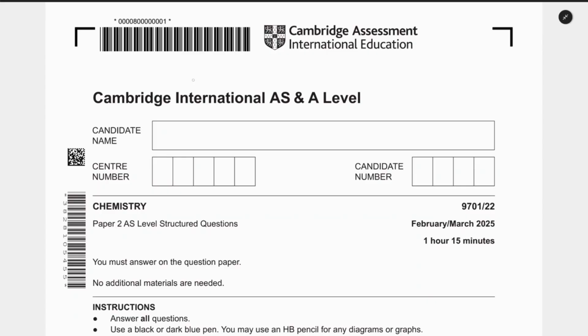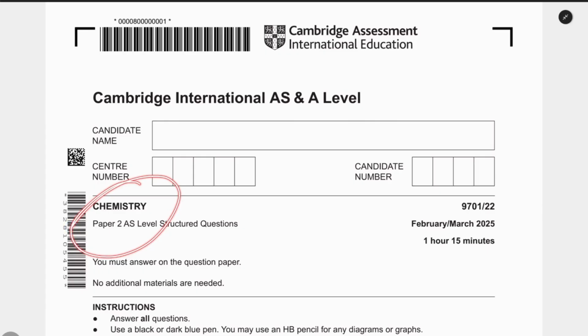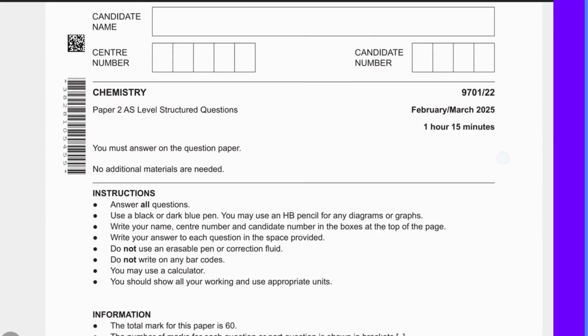So today we're going to solve the Cambridge International AS and A Level Chemistry paper, which is 9701 22, Feb/March 2025. Okay, so let's get started.